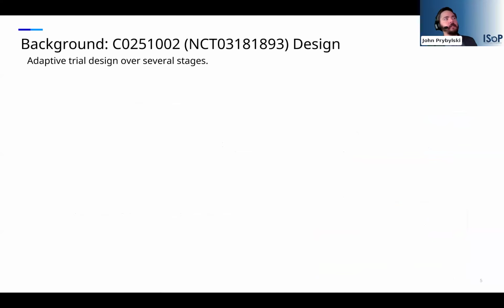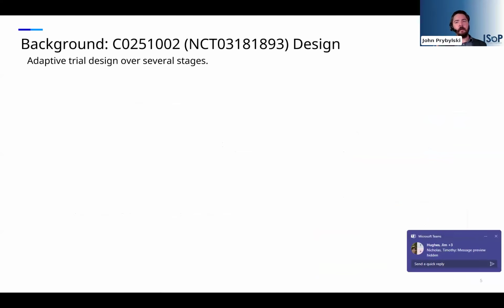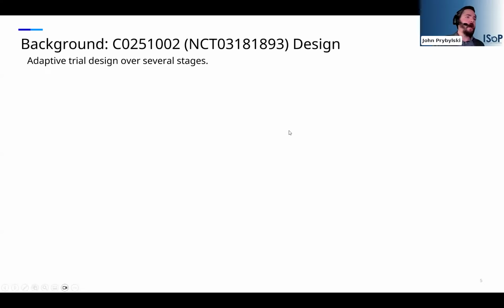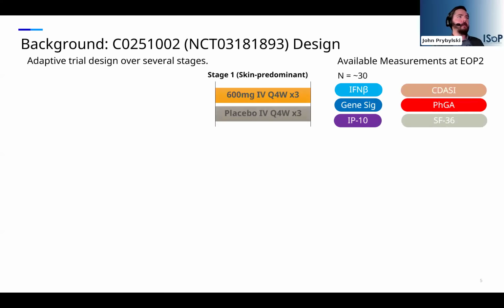So this is a very interesting study design. It was adaptive, and there were several stages to that development. It was adaptive over several stages. So the first stage was looking at the skin-predominant subjects. So this is very early on.